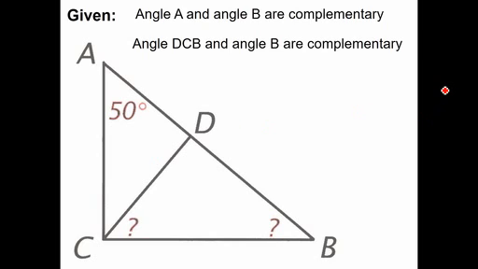See if this helps. Angle A and angle B are complementary. So this angle up here at angle A and the angle down here at B are complementary. Remember what we just learned that means. And angle DCB, this angle down here, and angle B are complementary.